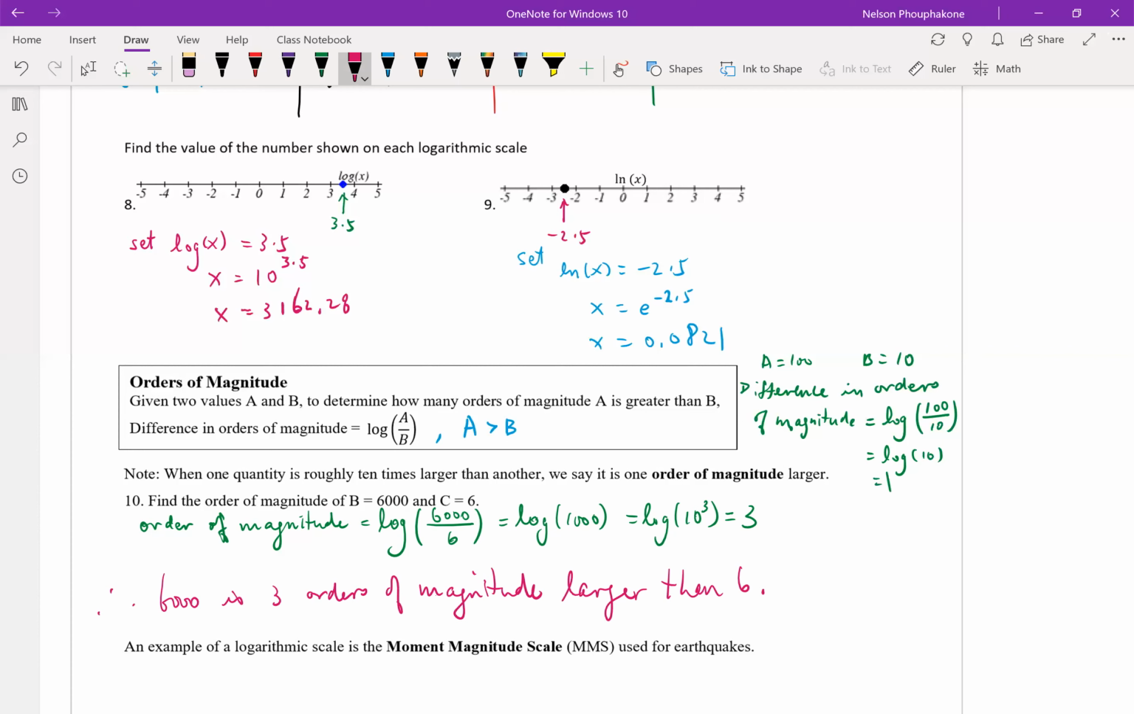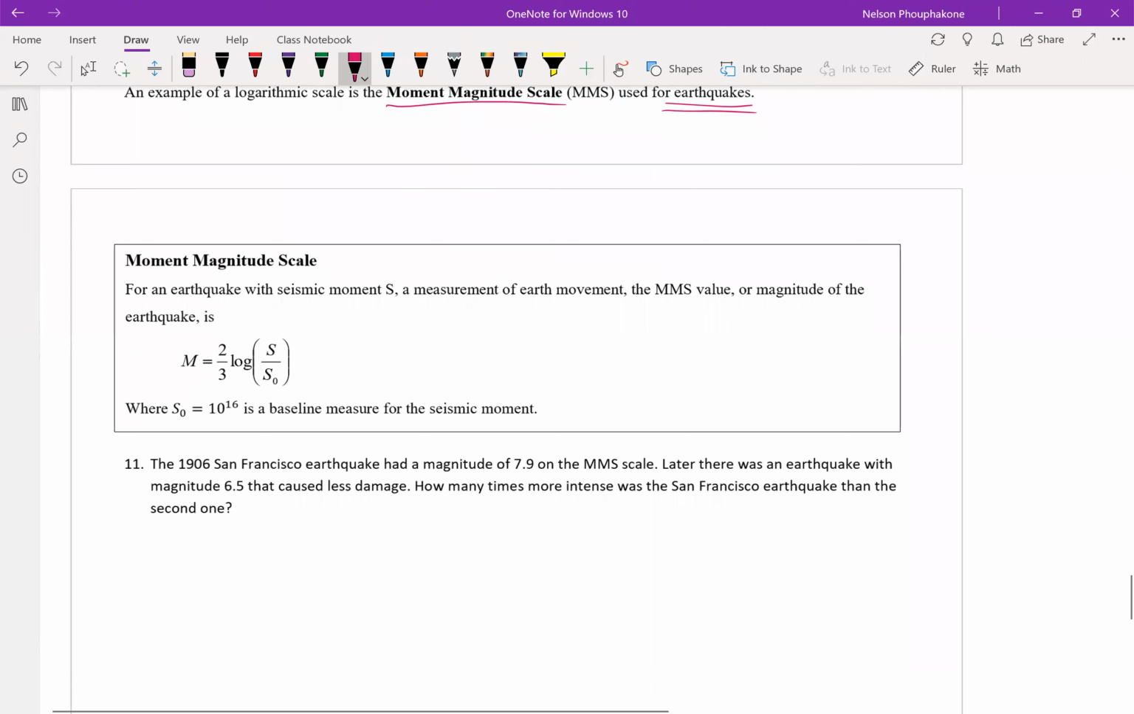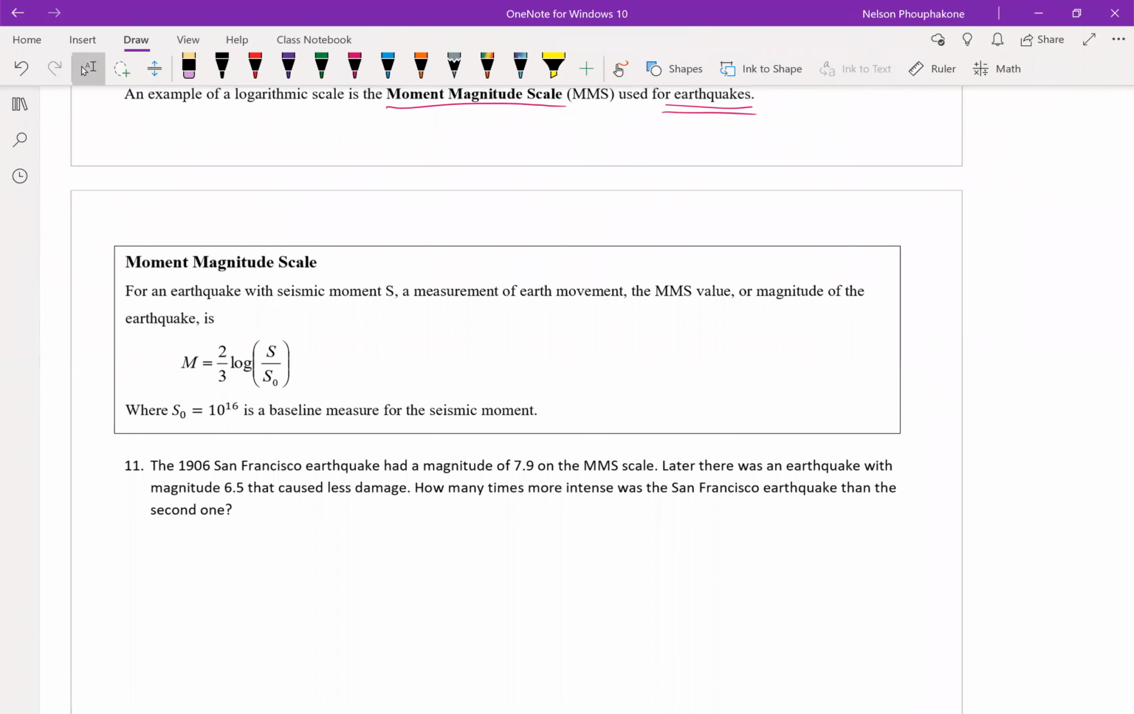Okay, so what application are we using the orders of magnitude for? Actually, when we try to find a measurement of an earthquake, this is the time that we are using the orders of magnitude. Then we call this a moment magnitude scale, MMS. Then let us work on the last two examples related to the moment magnitude scale.